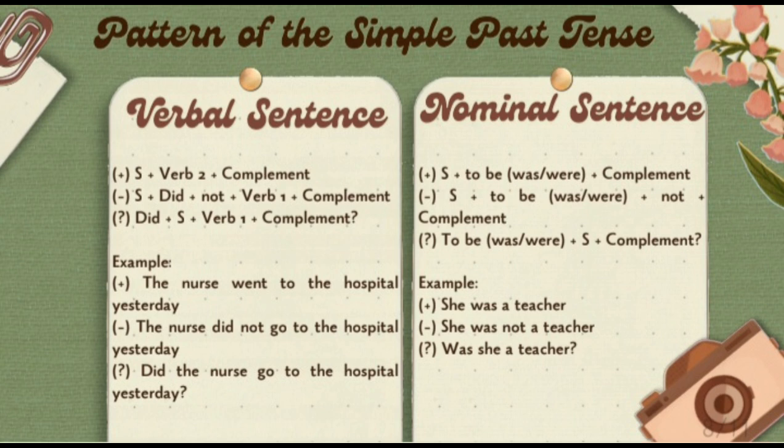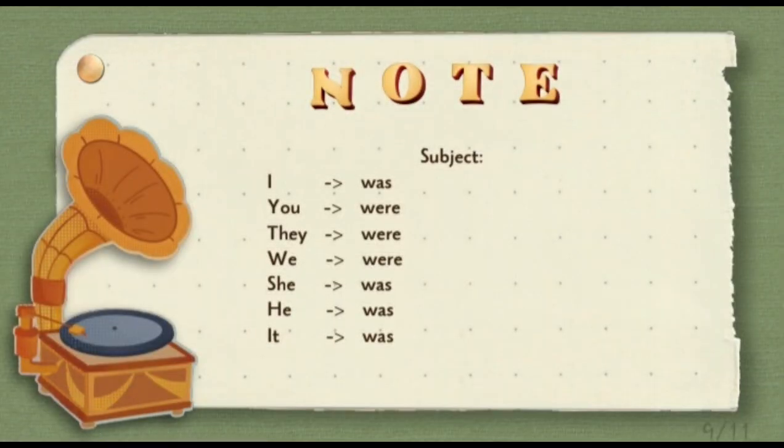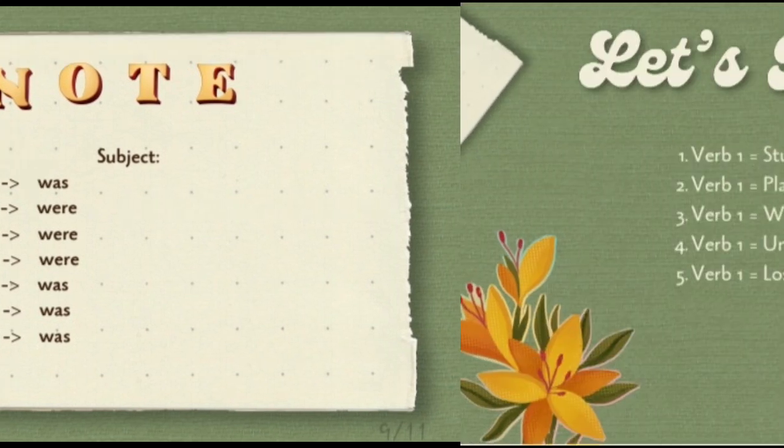For example, in positive, she was a teacher. In negative, she was not a teacher. In interrogative, was she a teacher? So you have to choose between was or were based on the subject you choose. So here are some notes if you want to choose between was or were that's suitable with the subject. I was, you were, they were, we were, she was, he was, it was.